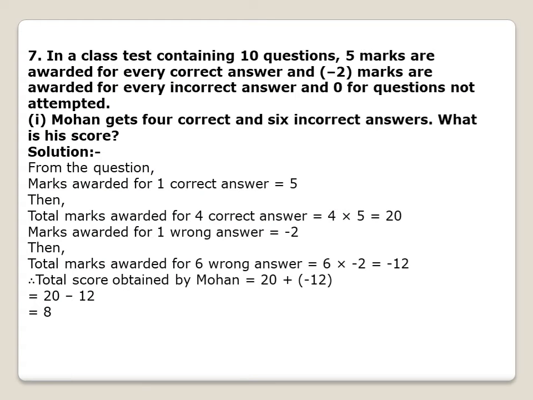Question number 7. In a class test containing 10 questions, 5 marks are awarded for every correct answer and minus 2 marks are awarded for every incorrect answer and 0 for questions not attempted.